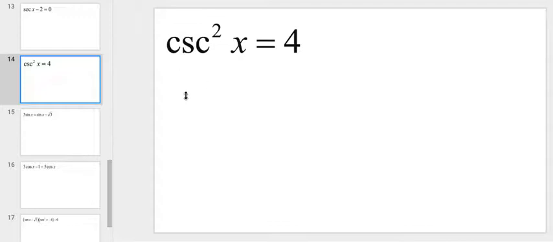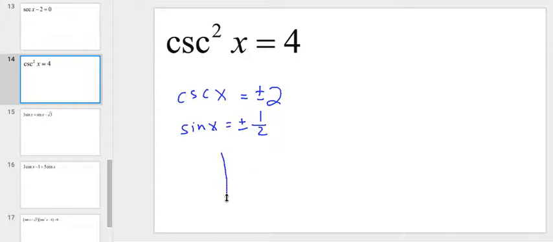of both sides, which would give you cosine x equals, and here's the part that most people miss, plus or minus 2. So if you take the square root of both sides, remember that you need to get a plus or minus answer. You need to get two different possibilities. And now if we take the reciprocal of both sides, we're going to have sine of x is equal to plus or minus a half. So where does that occur?